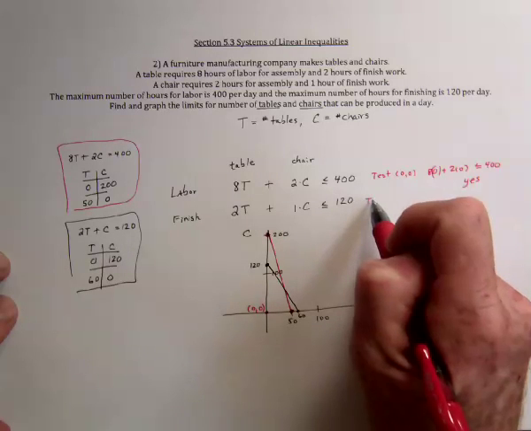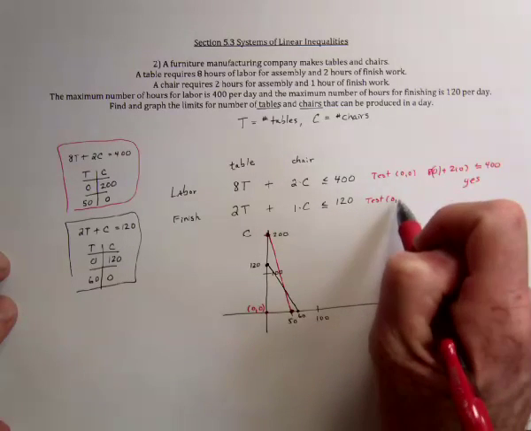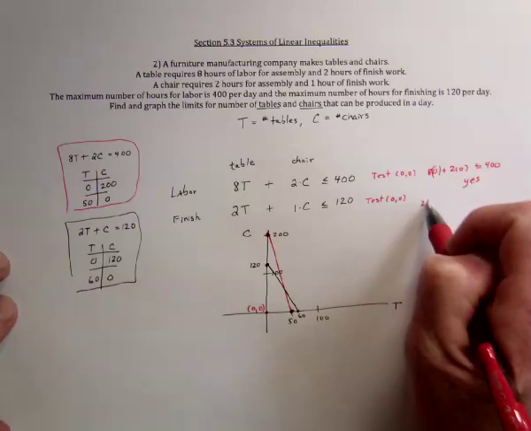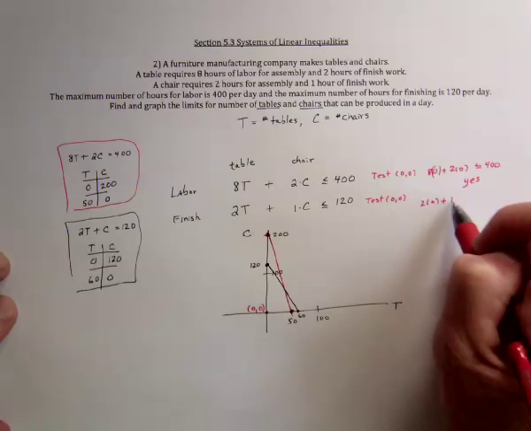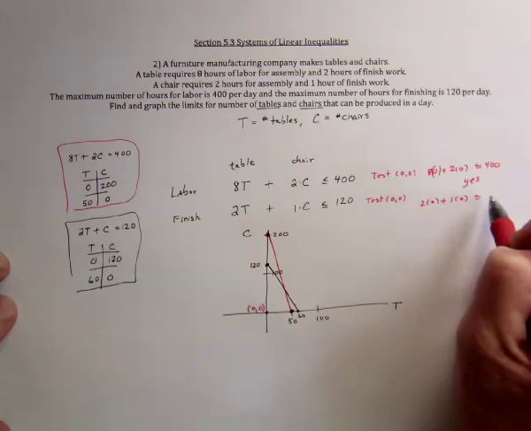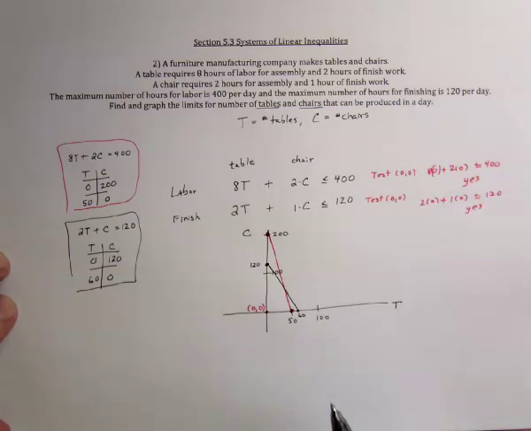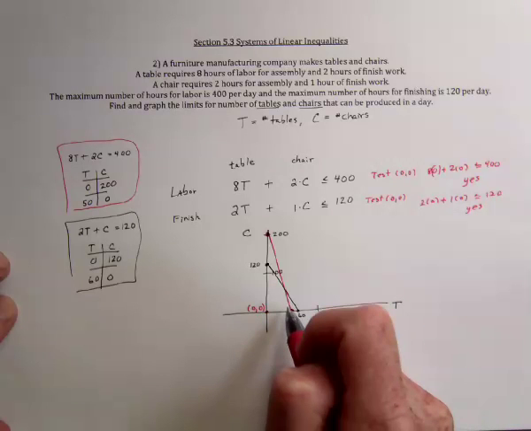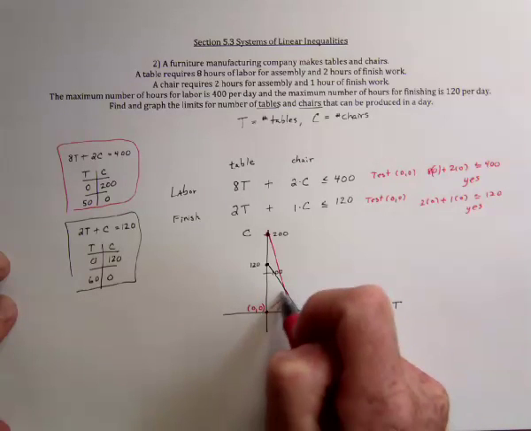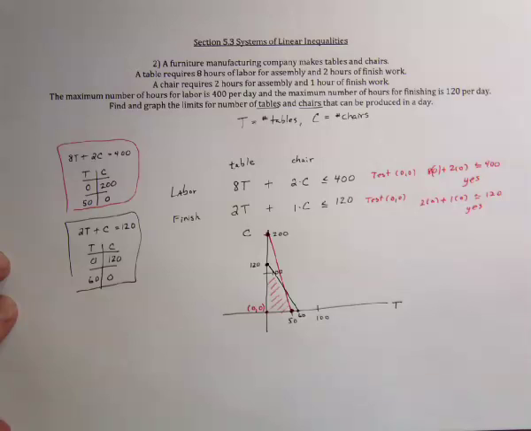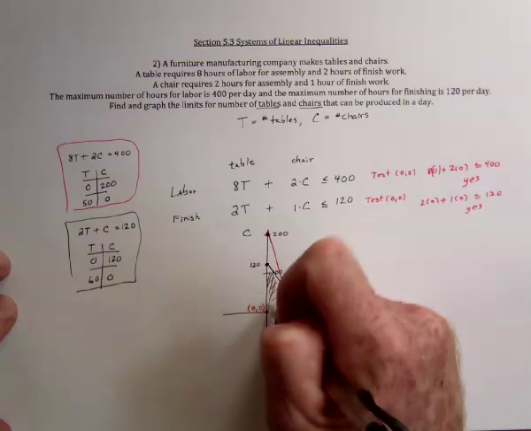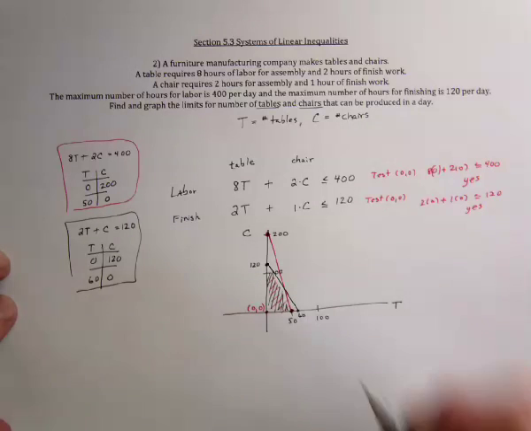And likewise, if you test the second one, the result is going to be the same. It's going to be 2 times 0 plus 1 times 0. Is that smaller than 120? Yes. And so the shading needs to go below both of these. So it would be below the red line as well as below the black line. So it's going to be that region in there.